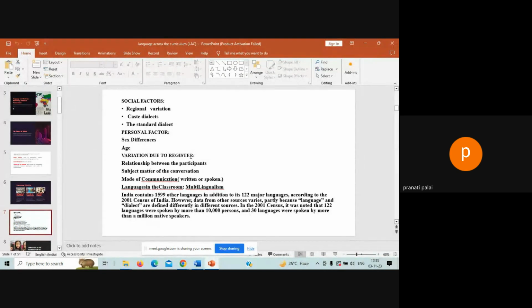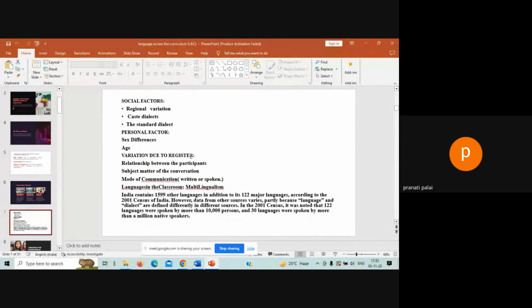Suppose the staff or the colleagues are discussing a picnic they are planning. Here the conversation will be more informal. Whenever they are talking about some academic discussion, it will be more formal. Similarly, mode of communication: written or spoken.